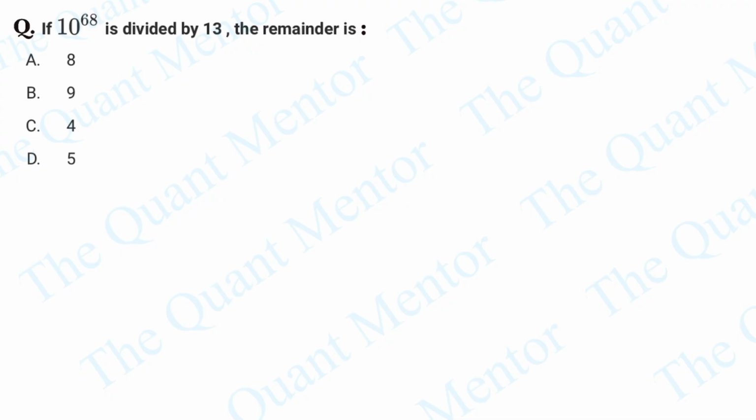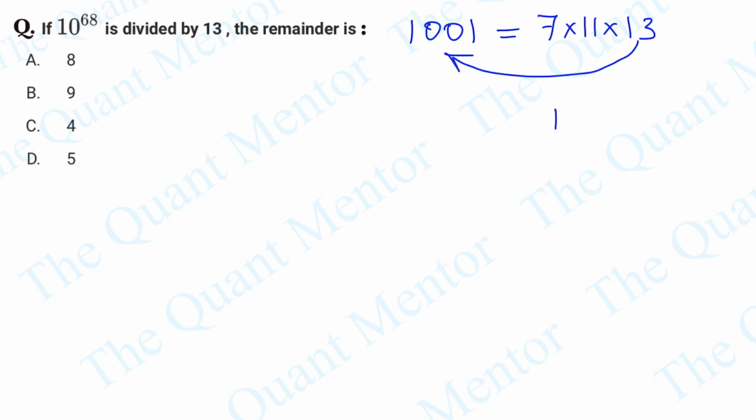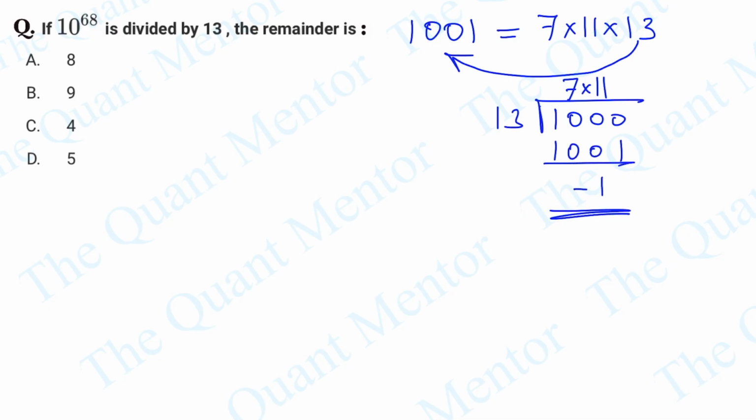We have a slightly better or a quicker way to find the answer. Notice that the number 1001 is 7 into 11 into 13. 1001 is a multiple of 13. That means if I divide the number 1000 with 13, I will get 1000 into 7 into 11, 77, 1001, the remainder would be minus 1. So the number 1000 when divided by 13 will leave me a remainder of minus 1. Using this fact, I can get the answer much more quickly.